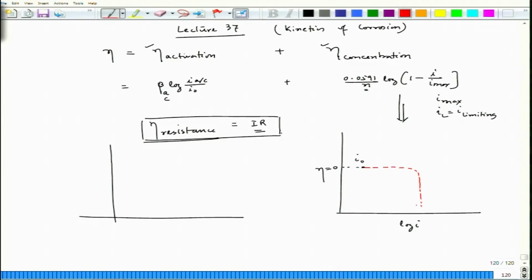This is the plot pattern. Now if I try to plot this one, same eta here is equal to 0, eta over voltage is 0 corresponding to I0, and this plot would look like this corresponding to beta C, since we are considering cathodic over voltage. Now if I try to see the total over voltage, we have to just combine these two.